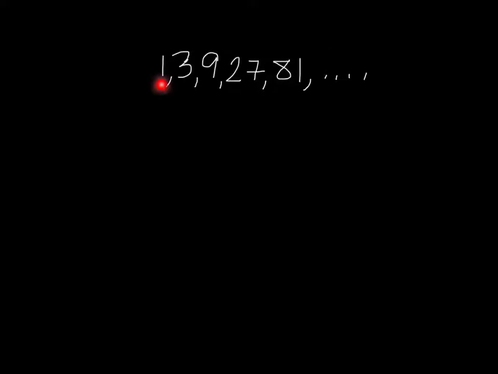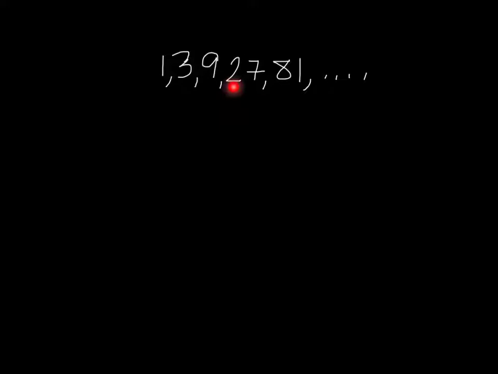If you look at this one, I multiply by 3 to get 3, multiply by 3 to get 9, multiply by 3 to get 27, and multiply by 3 to get 81, and so on. Just like with exponential, we're multiplying by the same exact number every single time. The next thing we need to understand is notation.